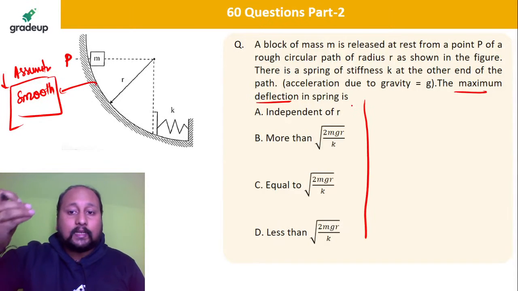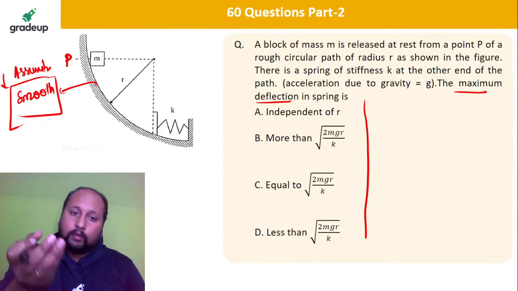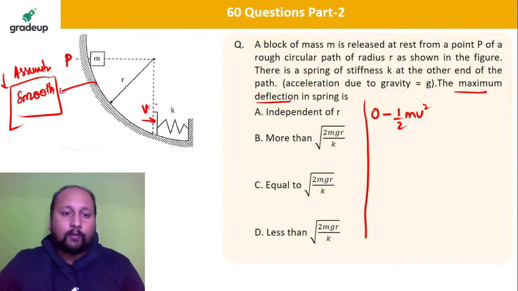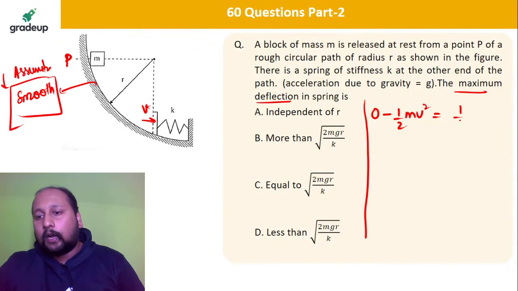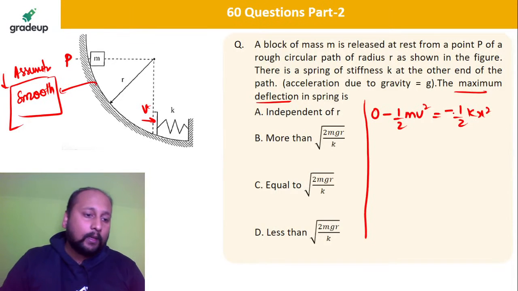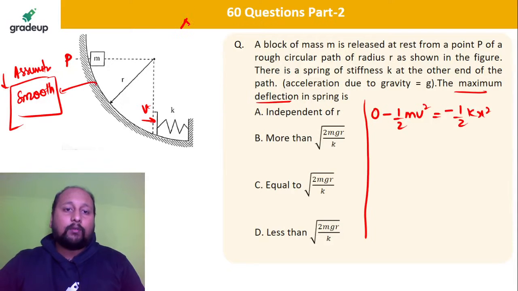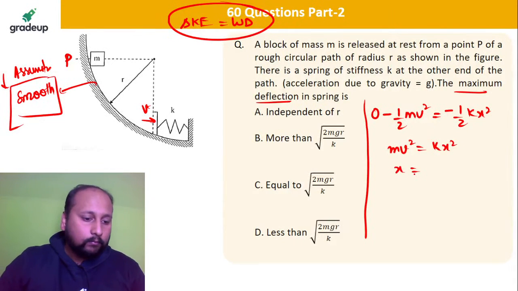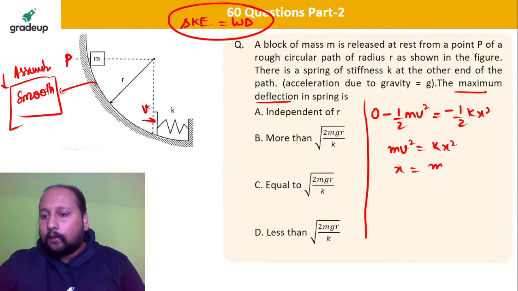Or we can say the change in kinetic energy will come from this potential energy. Initially it is released, so half minus mv square, because with some velocity it will be hitting the spring. That should be equal to half into k into x square in the negative direction. Why? Because change in kinetic energy is equal to work done. Same concept we are using. So mv square is equal to k into x square, so x is equal to the square root of mg into v square, divided by k also.